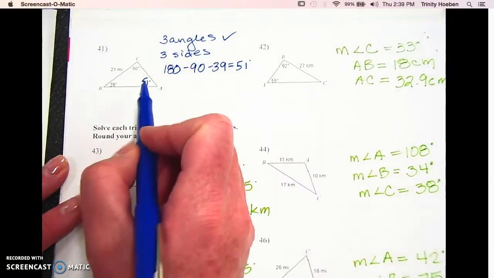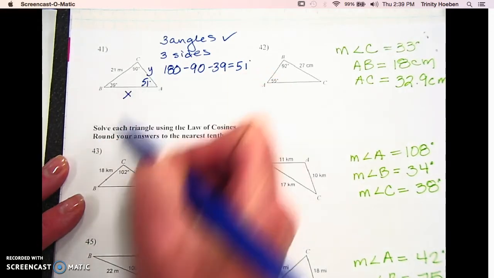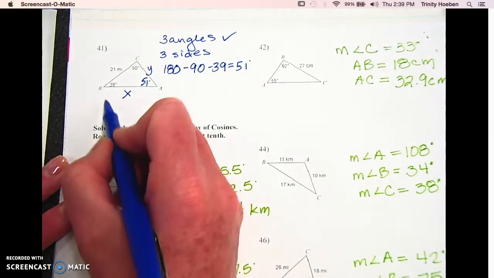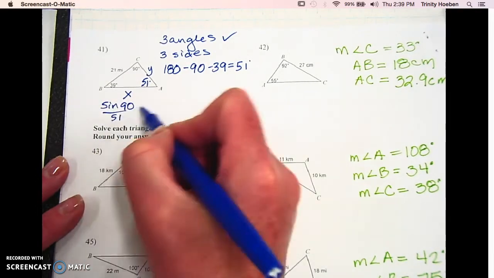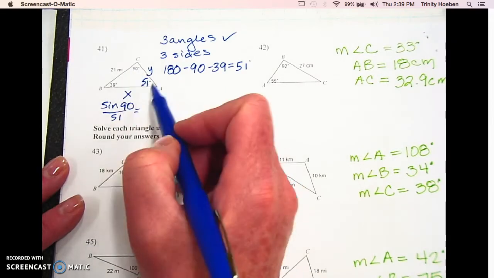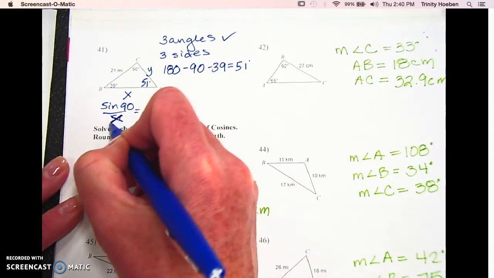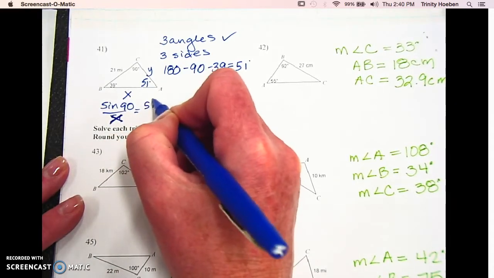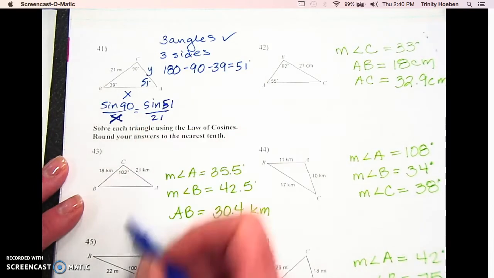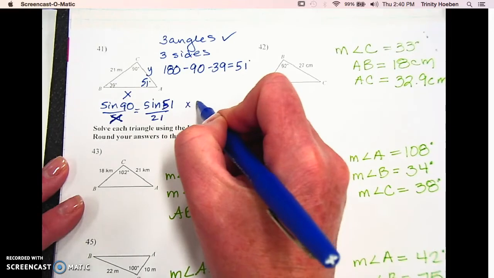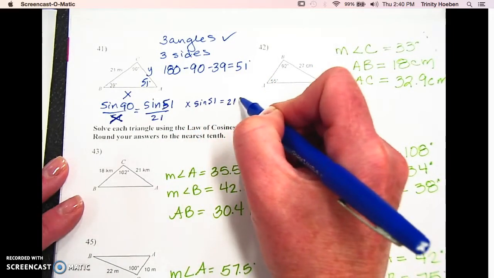So I'm going to use the law of sines. Let's call this side x and this side y. So let's get side x first. So we're going to say the sine of 90 over x is equal to the sine of 51 over 21. So we do the cross product. We're going to have x times the sine of 51 equals 21 times the sine of 90.